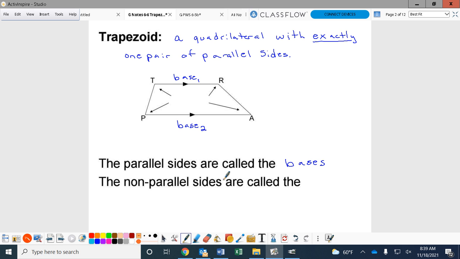It's just the bases. Okay, the ones on the outside, the non-parallel sides, are called the legs. So this is a leg. This is a leg. They don't usually assign numbers to those because they're not used in the formulas for the area, so they're just called legs.